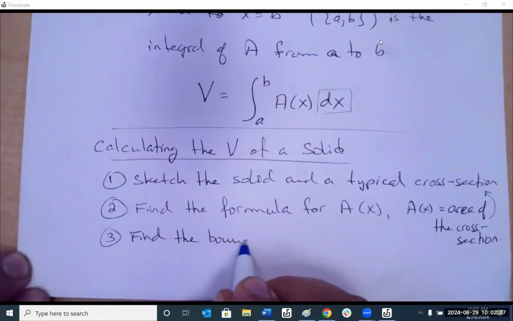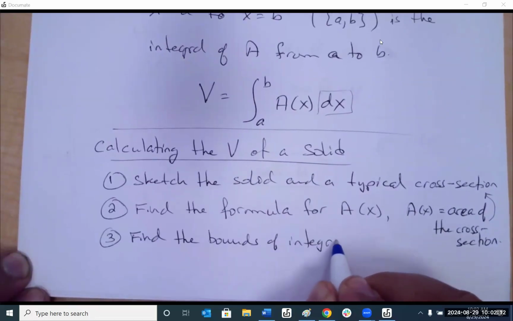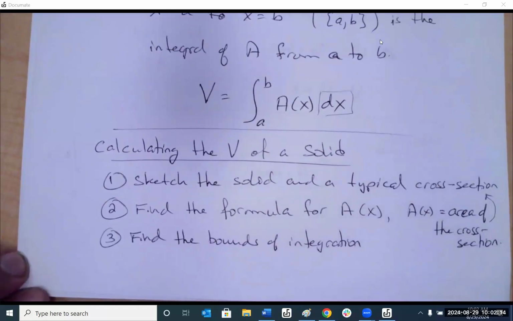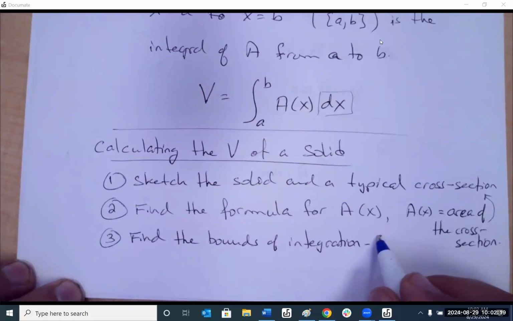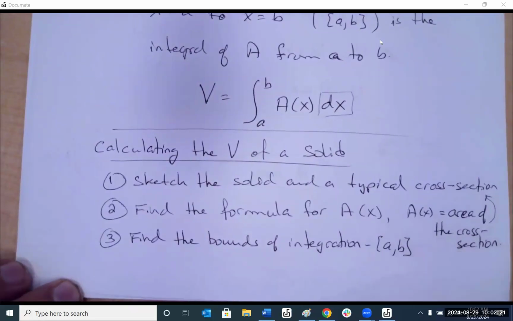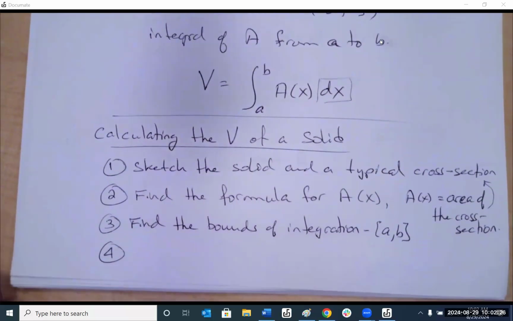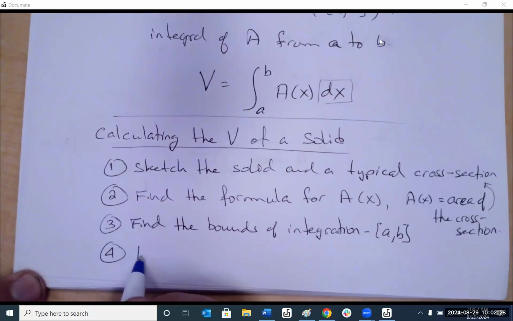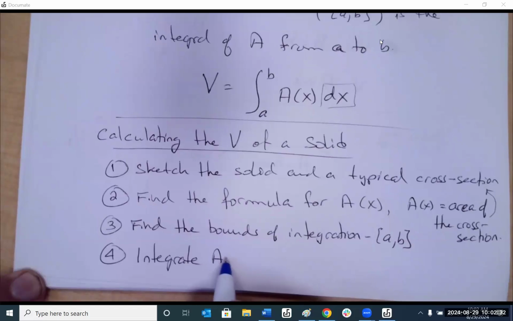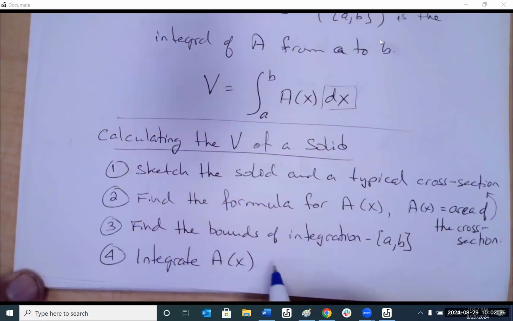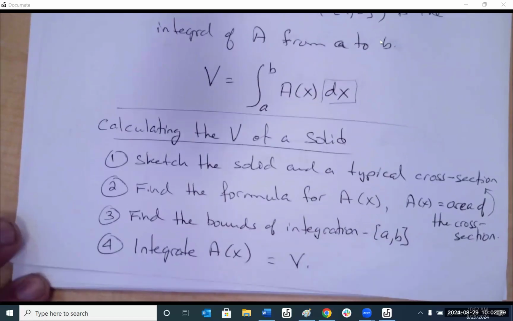Step three, find the bounds of integration, or limits. In other words, find a and b. Step four, then work it out. Integrate A, and that's going to find the volume.